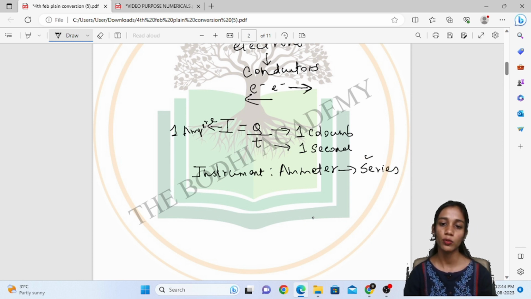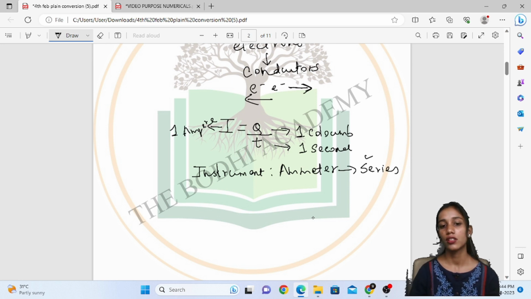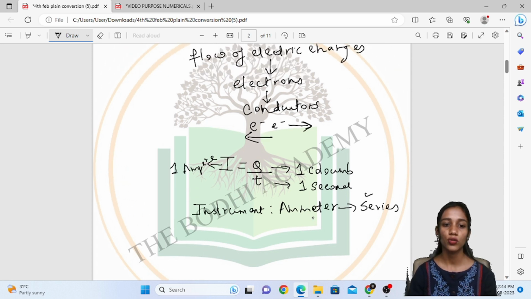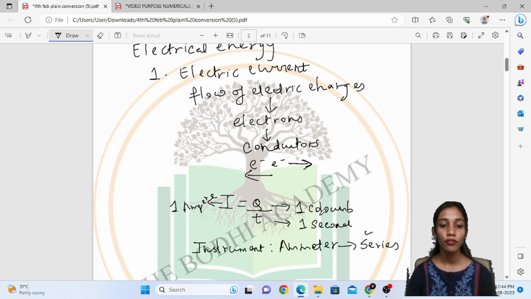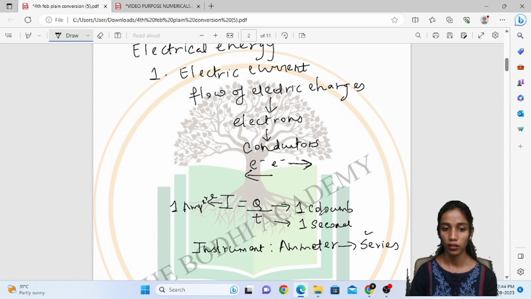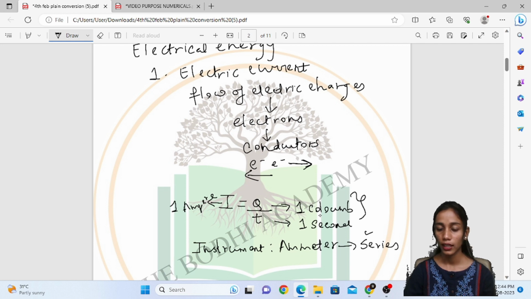Now what is this series? We will be studying in the later concepts in this chapter. Now the most important questions which are asked in this concept are: define 1 ampere, or what is 1 ampere? So we need to know the perfect definition of 1 ampere. 1 ampere is the current flowing through a conductor when there is 1 coulomb of charge flowing through the conductor in 1 second. So the words like charge, coulomb, second, time, conductor, current are very important while writing this definition.